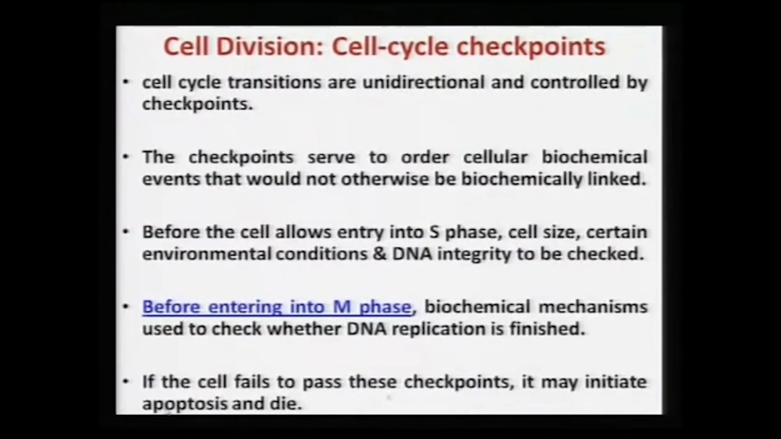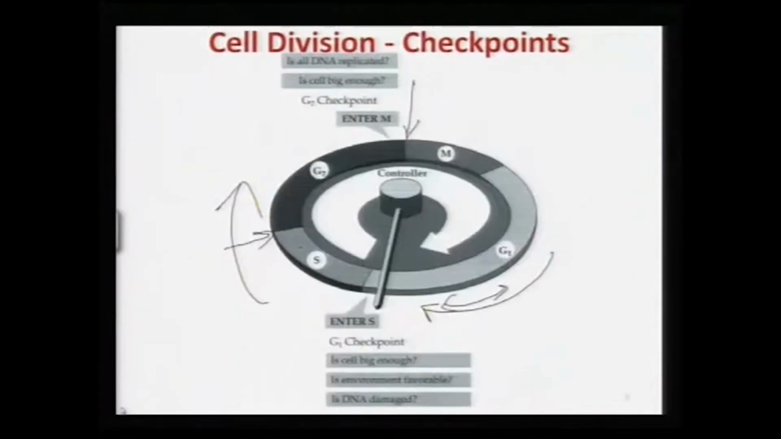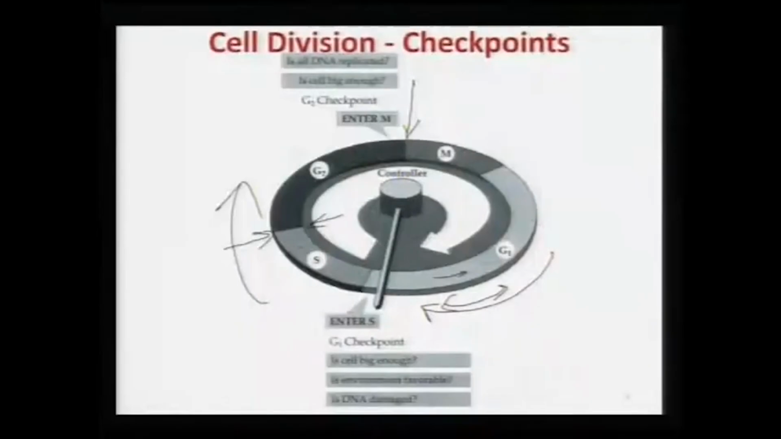Clear? The checkpoints serve to order cellular biochemical events that would not otherwise be biochemically linked. What it means is that all these biochemical events taking place at different stages of the cell are not linked to each other. Therefore, the cell has to find out whether the biochemical processes which are supposed to take place in that particular stage have been completed or not. If not, the cell will stay in this particular stage for a longer time period, and if even after that it is not able to fulfill its requirement, it will undergo the cell death process.